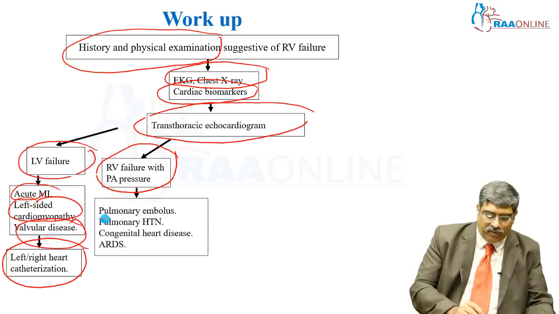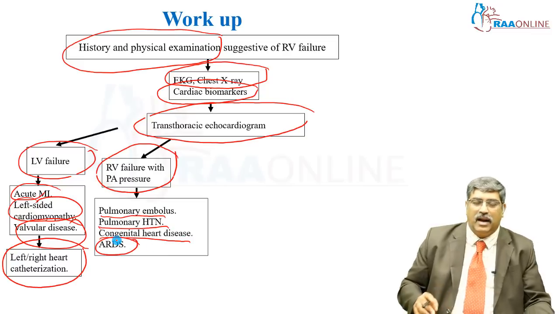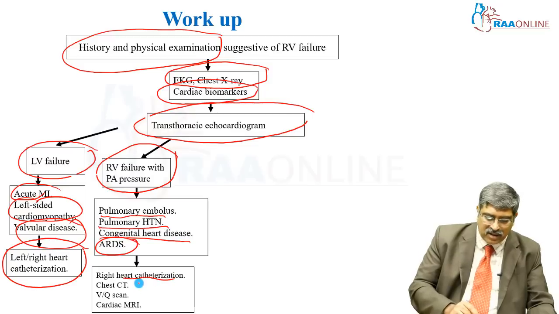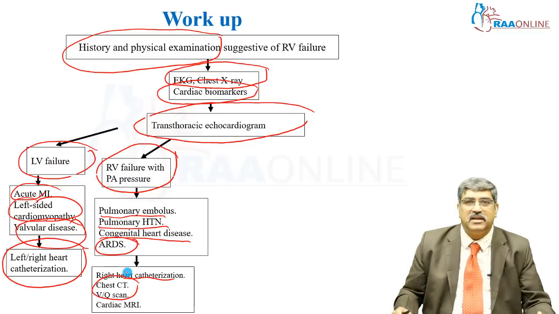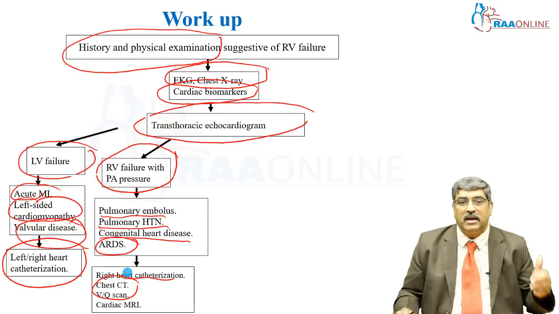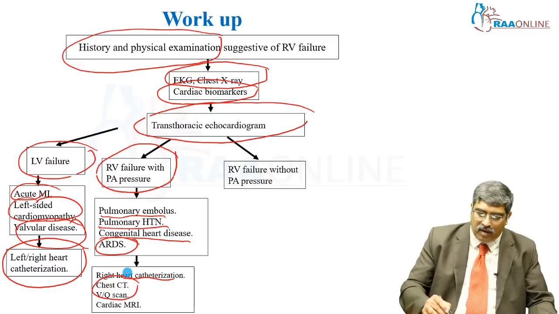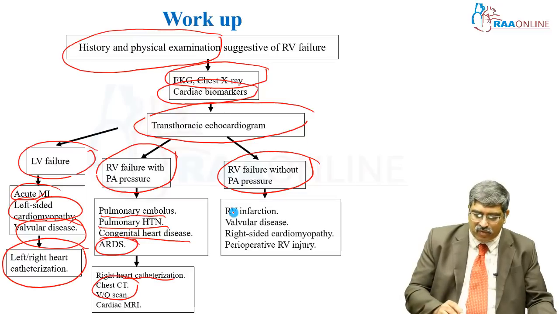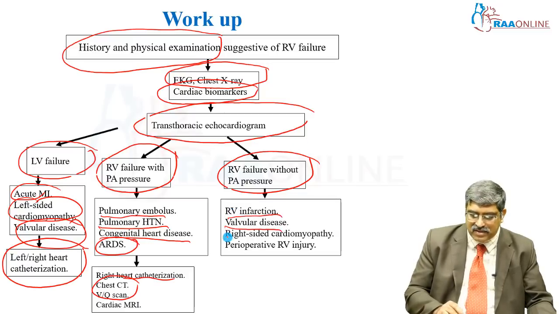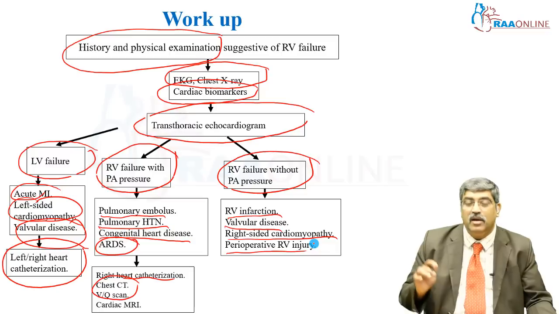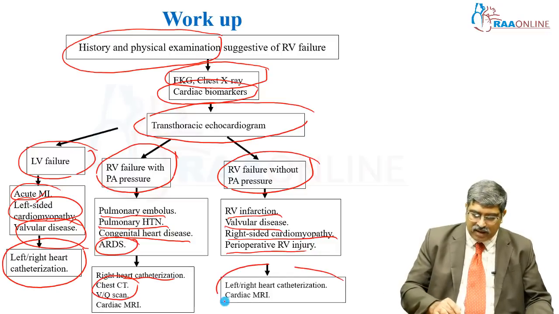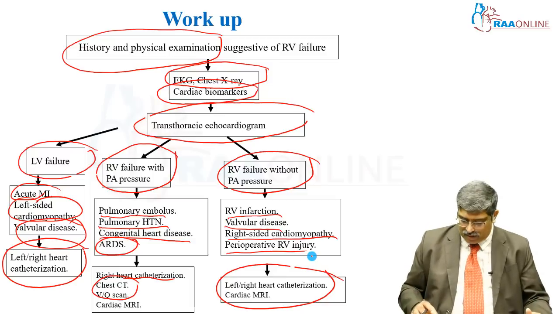Here, you can look for pulmonary embolus, pulmonary hypertension, congenital heart disease or a lung disease. Here you have to do right heart catheterization, evaluate the lung, chest CT and ventilation perfusion scan and cardiac MRI. You can have RV failure without increase in pulmonary artery pressure, where you have to look for RV infarction, valvular heart disease, right-sided cardiomyopathy or a perioperative RV injury. Here you go for right and left heart catheterization and cardiac MRI.